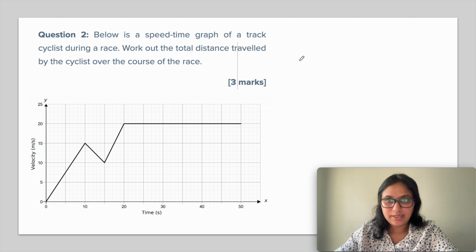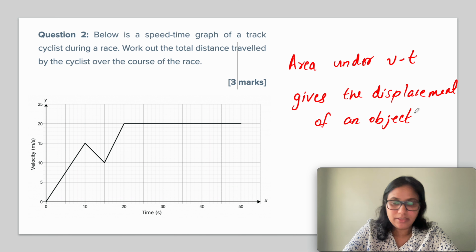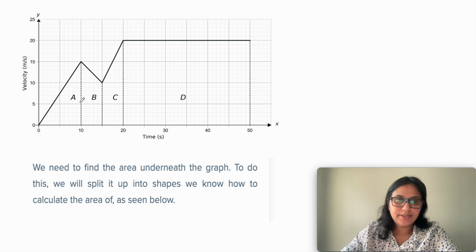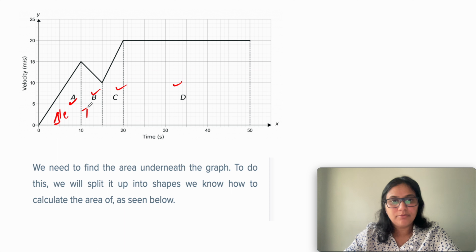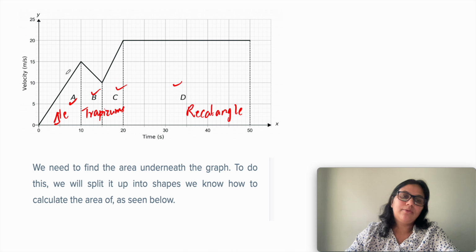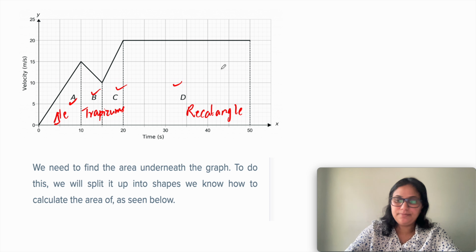And you must also know that area under velocity time graph gives the displacement of an object or the distance traveled by this object. Okay. For easy calculations, we are dividing the graph into 4 sections A, B, C and D. A is in the form of a triangle, B and C in the form of trapeziums, and D is in the form of a rectangle. Okay, so we have to calculate each section separately, then add the total distance.